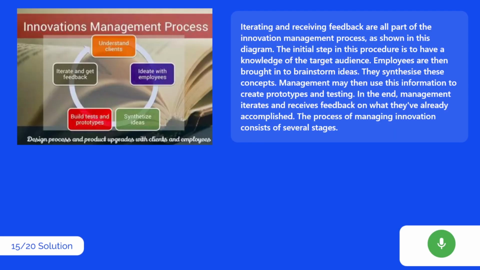Iterating and receiving feedback are all part of the innovation management process, as shown in this diagram. The initial step in this procedure is to have knowledge of the target audience. Employees are then brought in to brainstorm ideas. They synthesize these concepts. Management may then use this information to create prototypes and testing. In the end, management iterates and receives feedback on what they've already accomplished. The process of managing innovation consists of several stages.